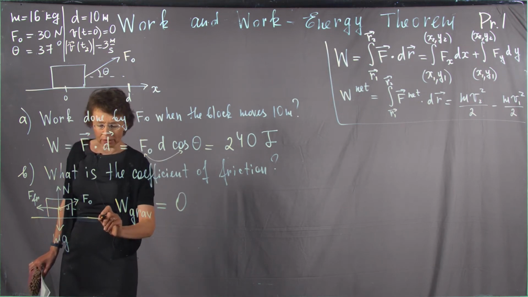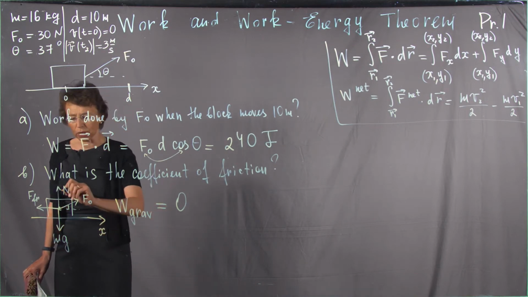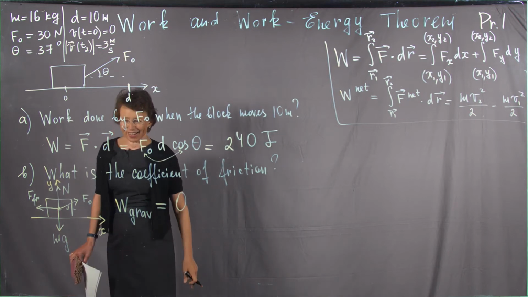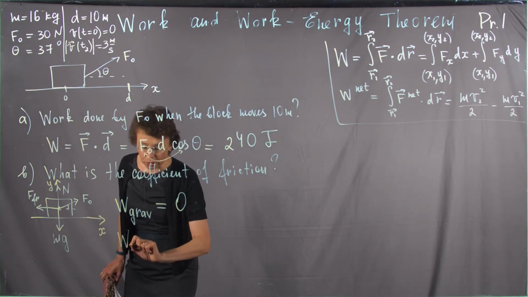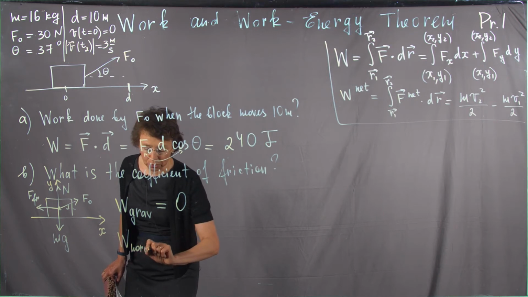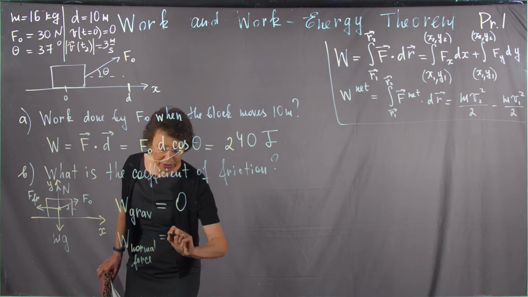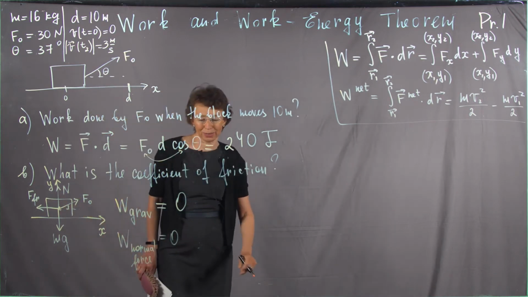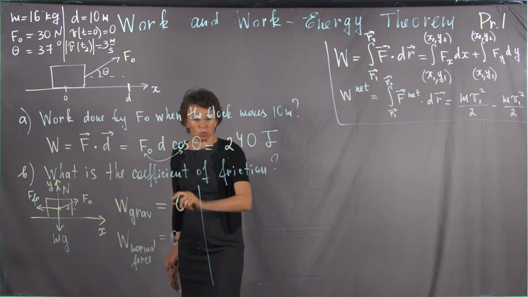By the way, let's introduce coordinate system that I forgot to introduce. Let x be to the right and y be up. Why not? X and y. What is work done by normal force? Work done by normal force will also be 0 because, again, normal force is perpendicular to the displacement.